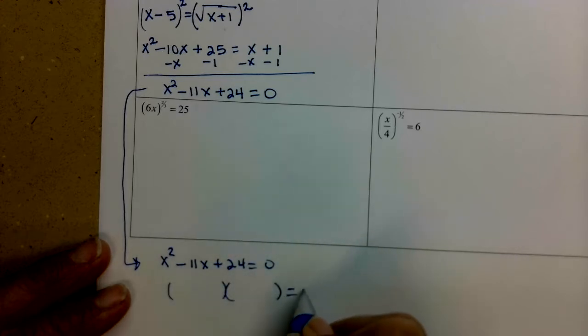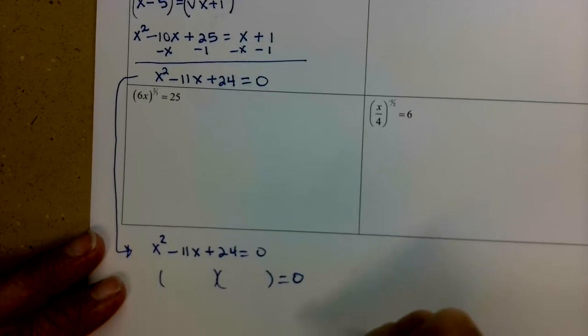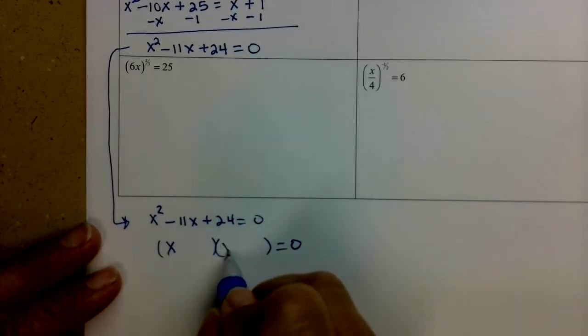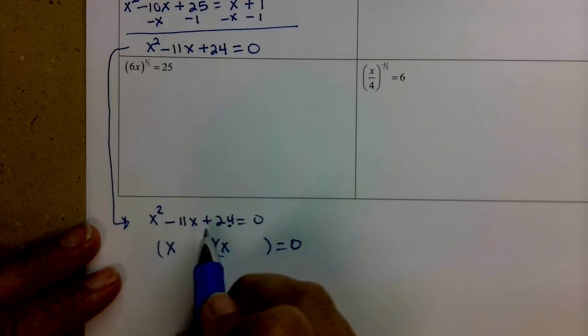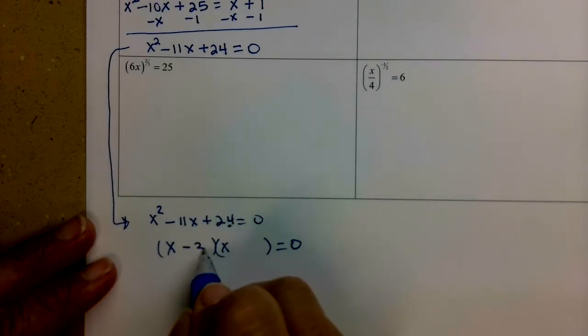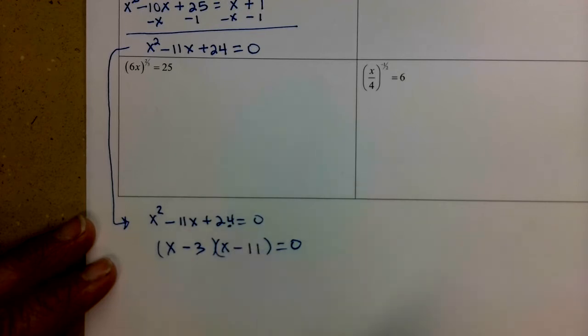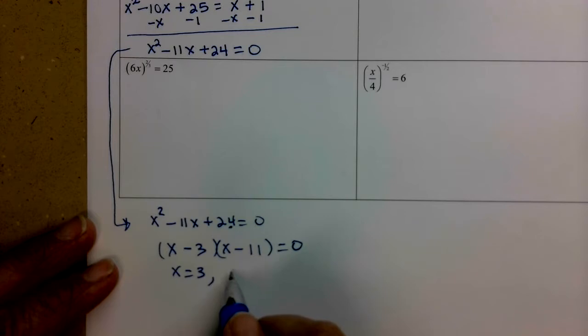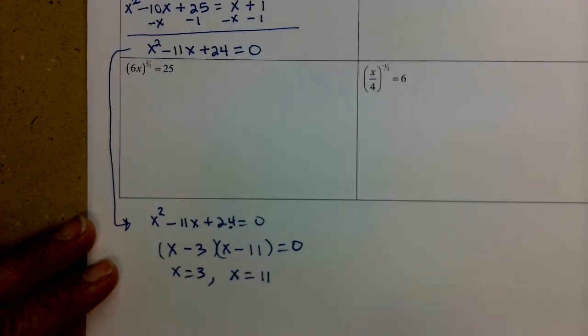If you know the quadratic formula and you hate to factor, go ahead and use that tool, but I'll go ahead and try to factor here. So multiply to 24, add to negative 11. I think that'll be x minus 3 times x minus 8. So my potential answers, I'm going to call these potential answers, are x equals 3 and x equals 8.